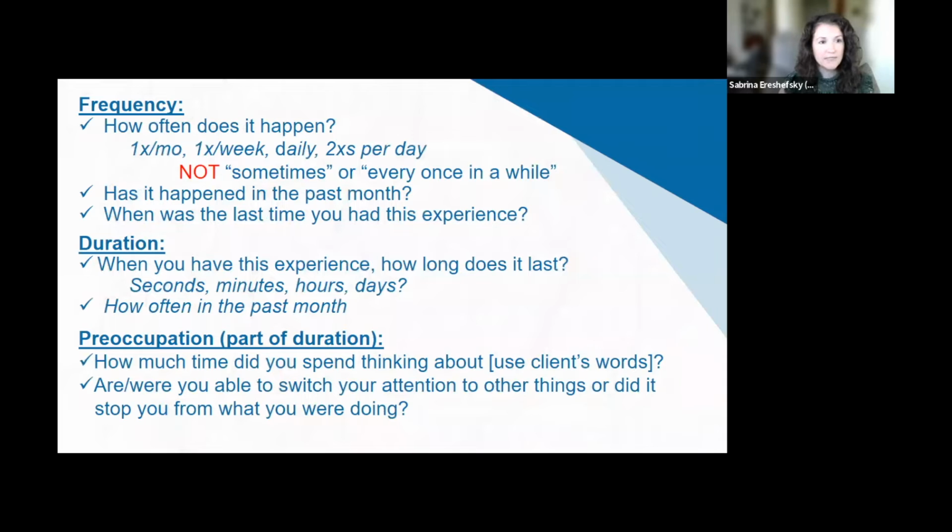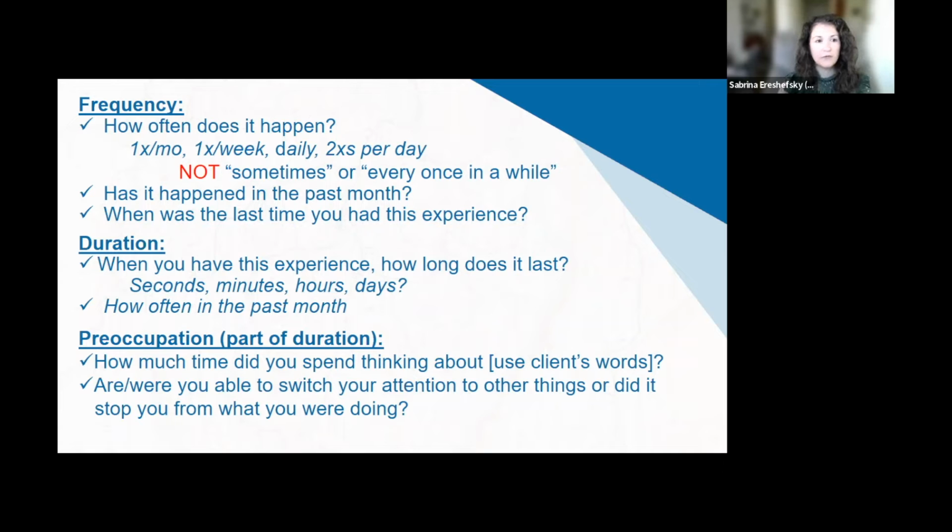To get at frequency, we want to ask, how often does it happen? And for duration, when you have this experience, how long does it last? If the client doesn't give you a specific number for frequency or duration, and uses vague language like sometimes or every once in a while, you can prompt them by offering them a few options to help them narrow down their experience, making sure that the options vary so you're not leading them. So for frequency, does it happen one time a month, one time a week? Is it daily? Is it multiple times a day? And then for duration, is this lasting seconds or minutes or hours or days even?